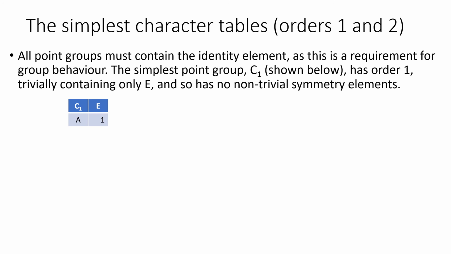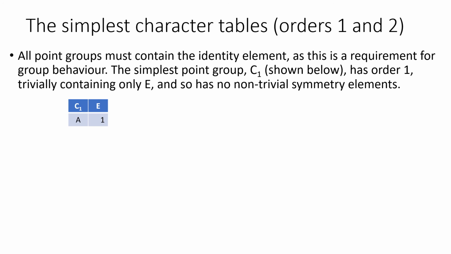And just finally now, looking at some of the absolute simplest possible character tables that we can have. So the smallest orders you can possibly have for a group. Now, of course, all groups have to contain the identity element. This is a requirement to see group behavior. And so actually, trivially, the smallest group you can have is a group that holds nothing but the identity element.